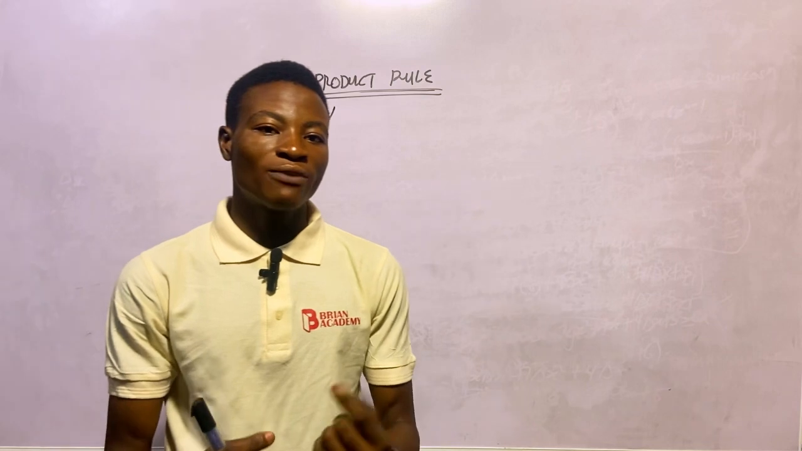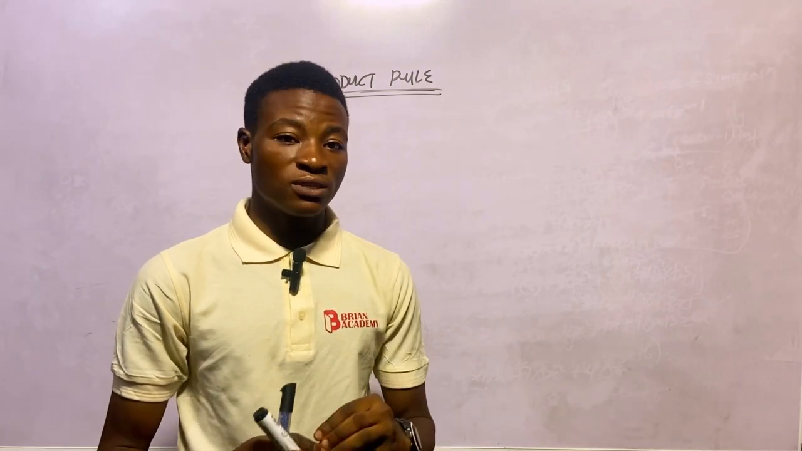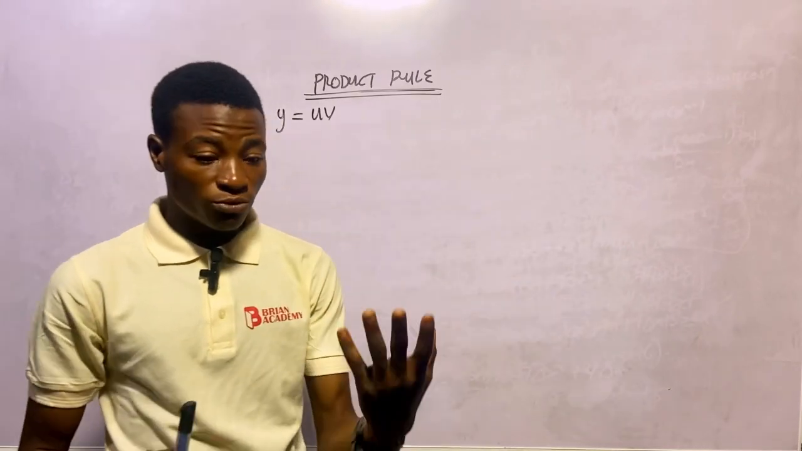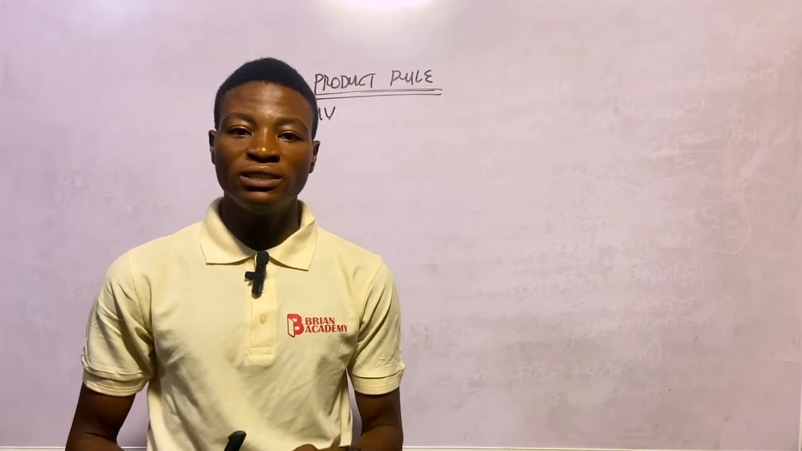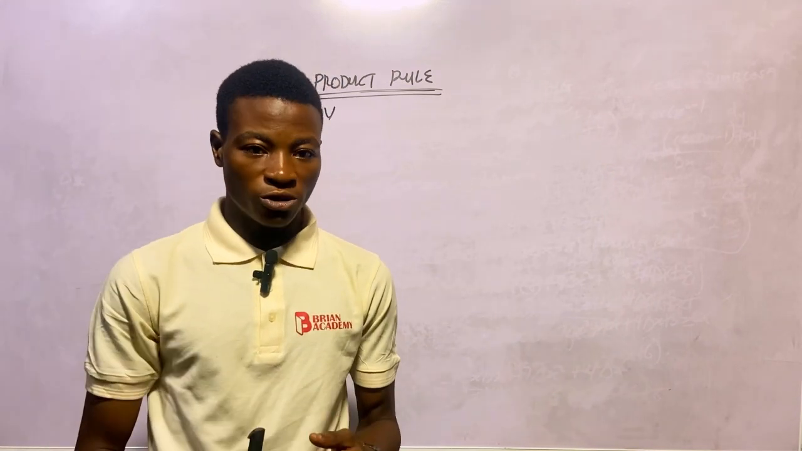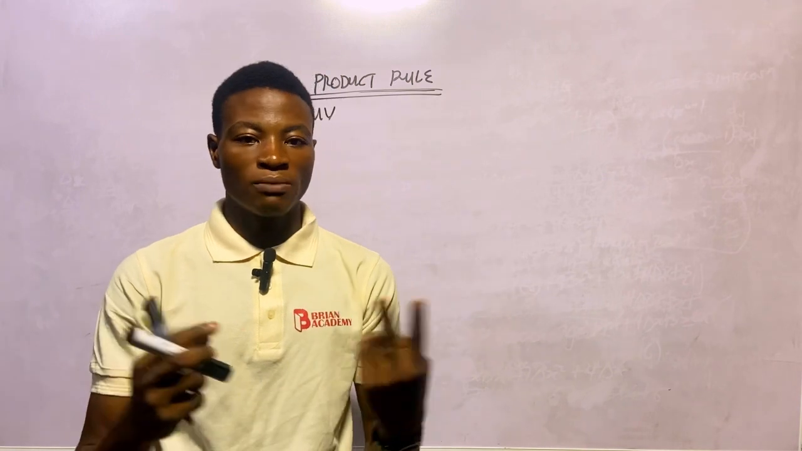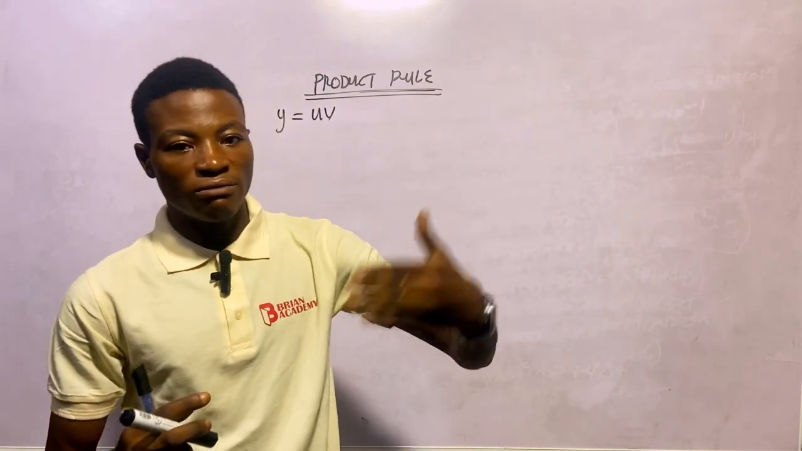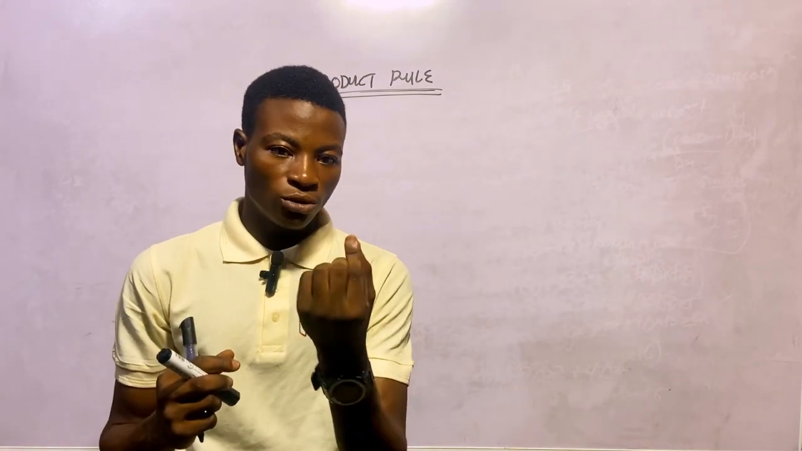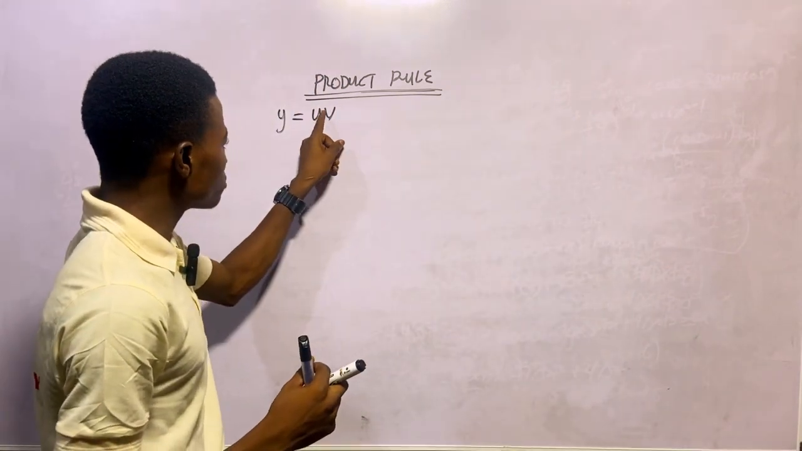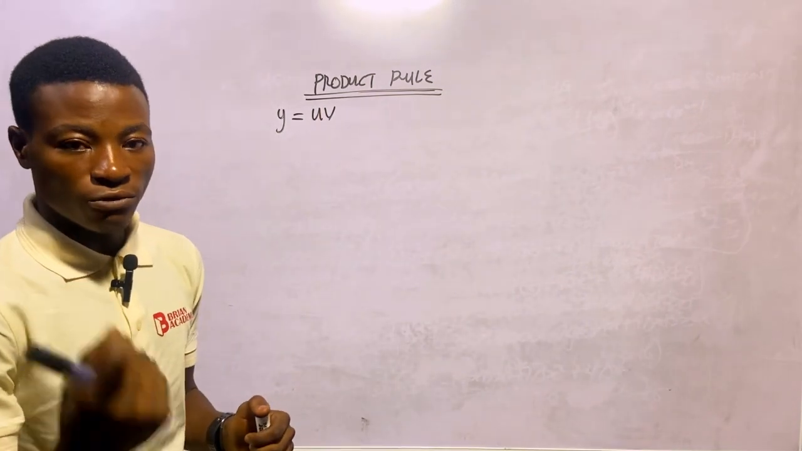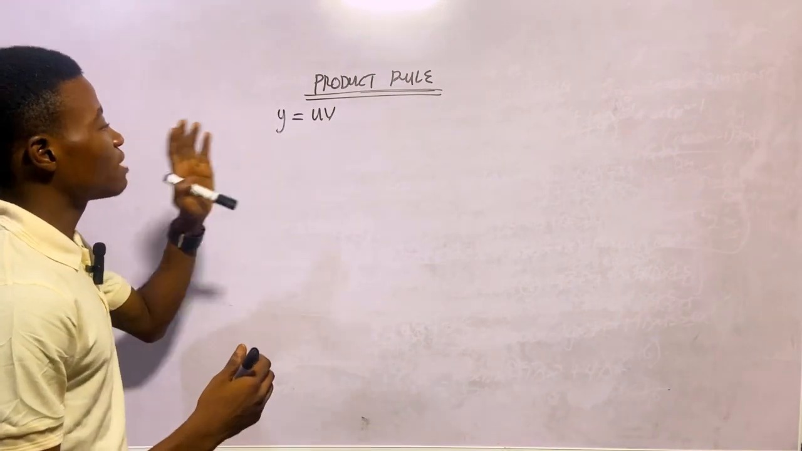Whenever you have two functions multiplying each other, you simply use the product rule. For example, you may have a variable function or polynomial function multiplying a trigonometric function, or two trigonometric functions multiplying each other, or an exponential function multiplying a trigonometric function. Whenever you see a product, in this case u multiplying v, you simply use the product rule.